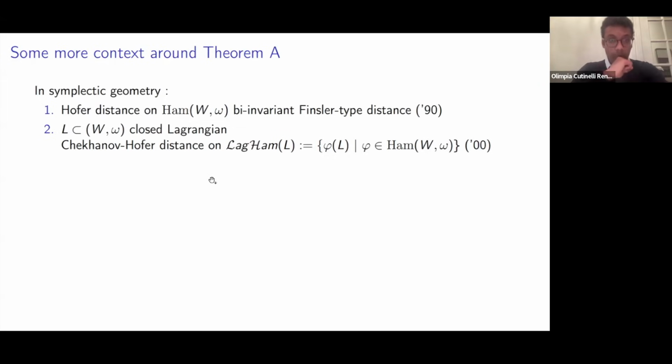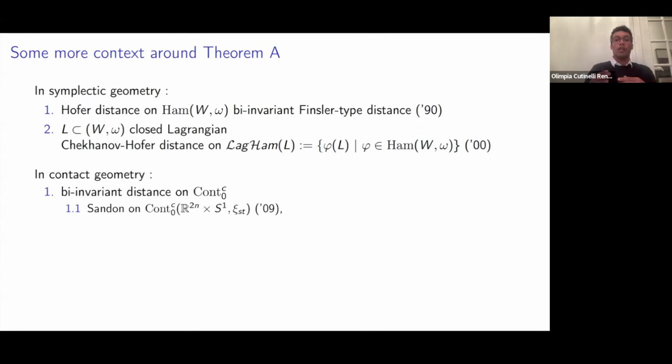And then this Hofer distance on the group was in some sense generalized by Chekanov to the relative case. So not on the group of Hamiltonian symplectomorphisms, but on closed Lagrangians. And the Chekanov distance was also an invariant distance on the space of Lagrangians. And in contact geometry, the story is a bit the same. First, people constructed invariant distances on the group of contactomorphisms, and then using these distances on the group, later we deduce some distances on the space of Legendrians that we discussed before.